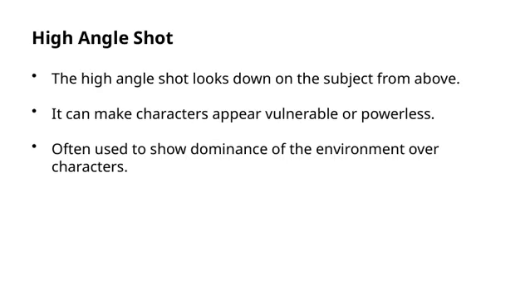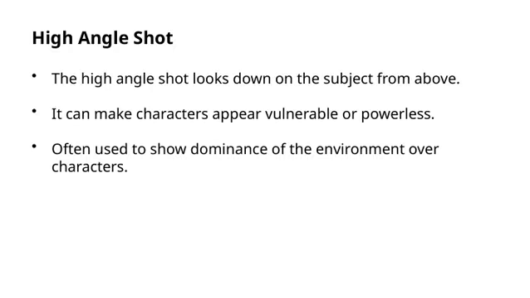So this technique involves looking down on the subject from above, giving us a perspective that's slightly detached or distant. It's often used to make characters seem vulnerable or powerless, which can really influence how the audience perceives them. When we see someone from above, it can evoke feelings of sympathy or concern, depending on the context. Another important aspect is that the high-angle shot can also be used to emphasize the dominance of the environment over the characters.